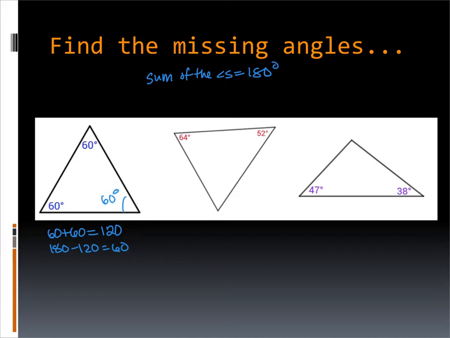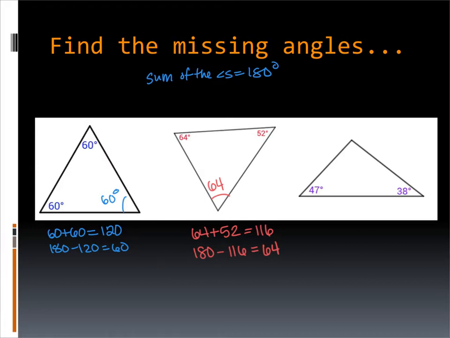Okay. So here we have a 64 plus a 52. And so that's going to be 116. And so then we need to do 180 minus 116. It's going to be 64. So this angle would be 64.